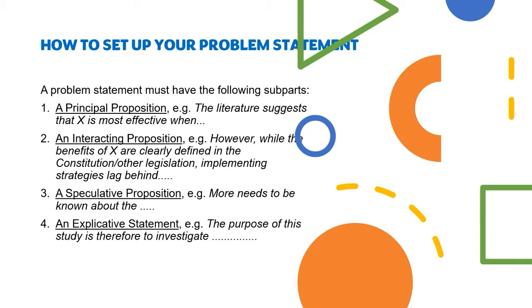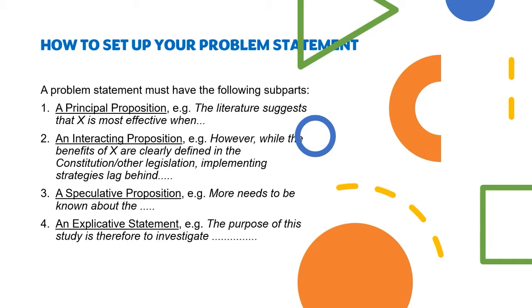Then I move into an interacting proposition. This is what's known, but there's a gap, right? This is known. However, while the benefits of X, empowerment of women, green adoption of energy, housing provision, food security, are clearly defined in, you can use the Constitution, National Development Plan, other legislation, other research, implementing strategies lag behind, or this problem occurs. In other words, we connect what is known with what is unknown.